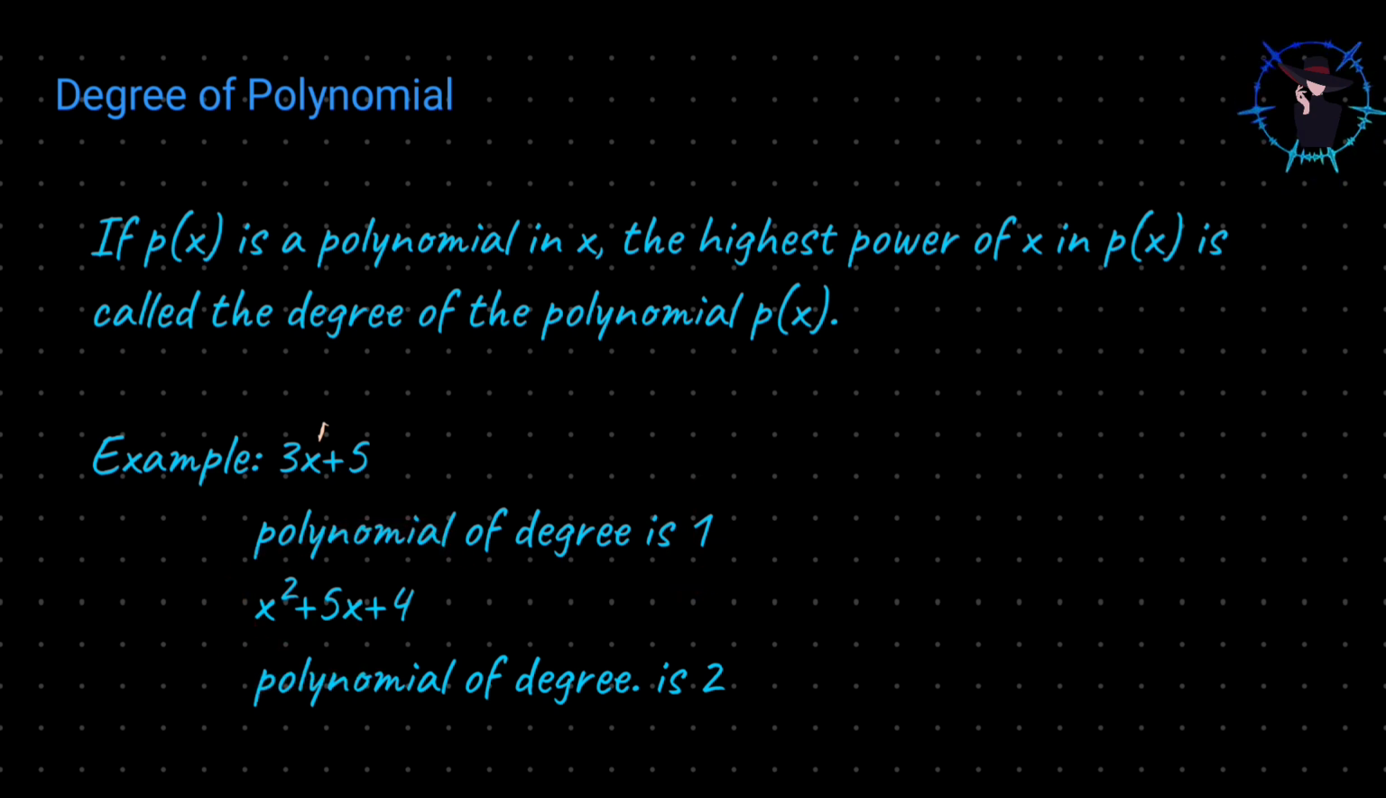Here, what's the power of x? 2. But we also have 1 here, right? But we are taking 2. Why? We should take the highest power. That is what the degree of a polynomial says. The highest power is known as the degree of the polynomial. The degree of this polynomial is 2.